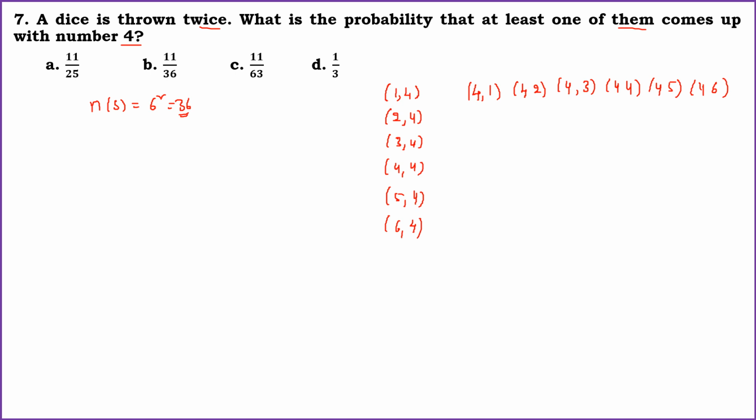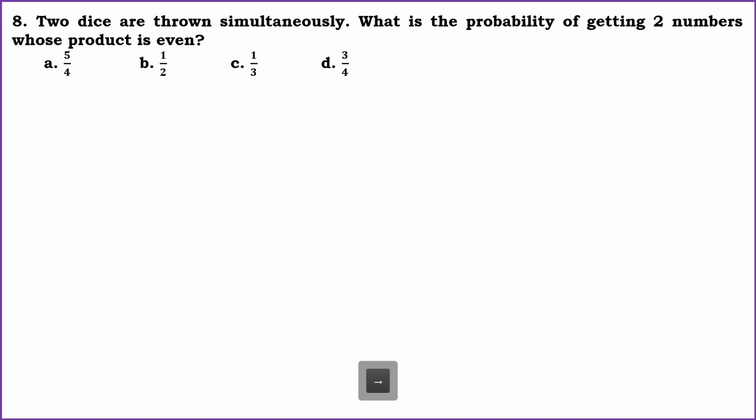At least one number should be 4, right? So at least means minimum 1, maximum 2 out of 2. Since we have 4 twice, eliminate this. So how many combinations do we have now? Eliminate 1, 4, 4. So we have 11 combinations. So n of E is 11. Probability of occurring an event is 11 by 36. I hope it is clear.